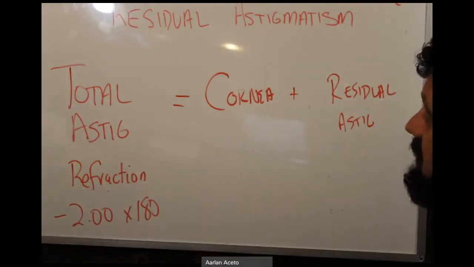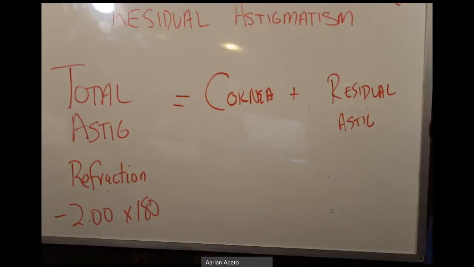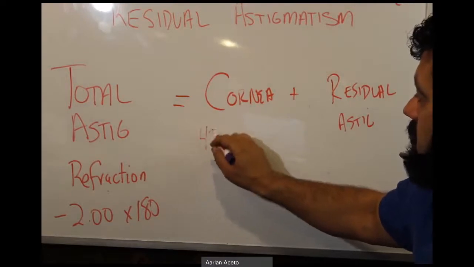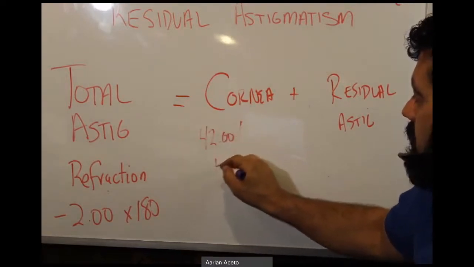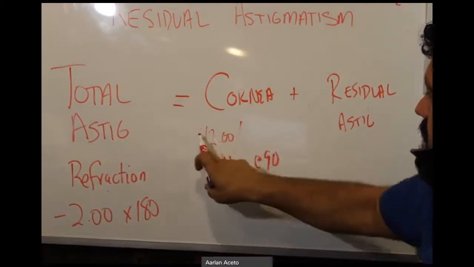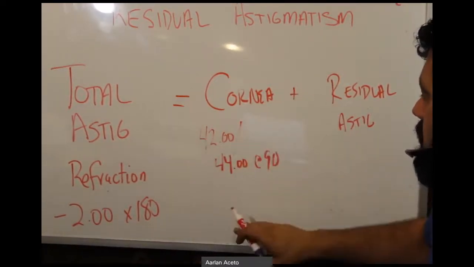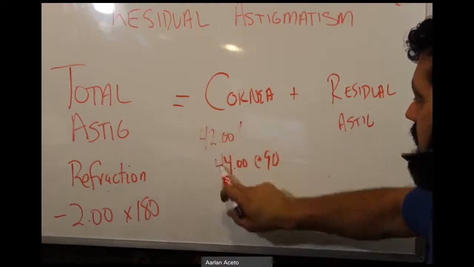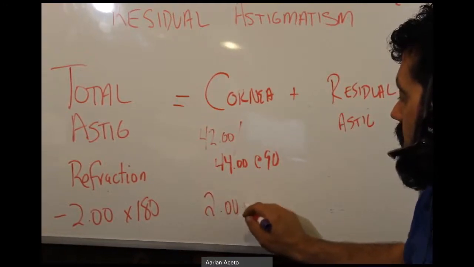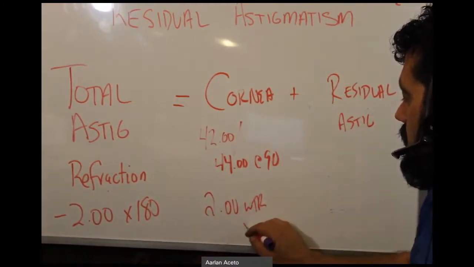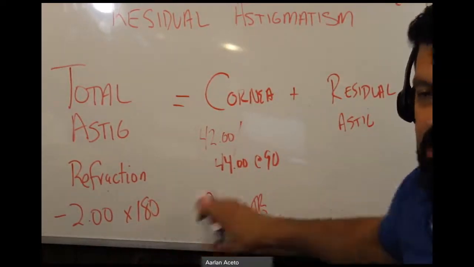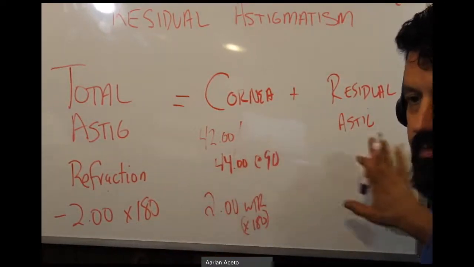So essentially, you just do it with a math formula. If your corneal readings are 42 and 44 at 90, so it'd be a 42 at 180, flatter, 44 at 90, so it's steeper, and the difference between these two, the delta K, if you will, is 2 diopters with the rule, and that's axis 180. Whatever's in the prescription is a combination of whatever is in the cornea and whatever's left over inside.